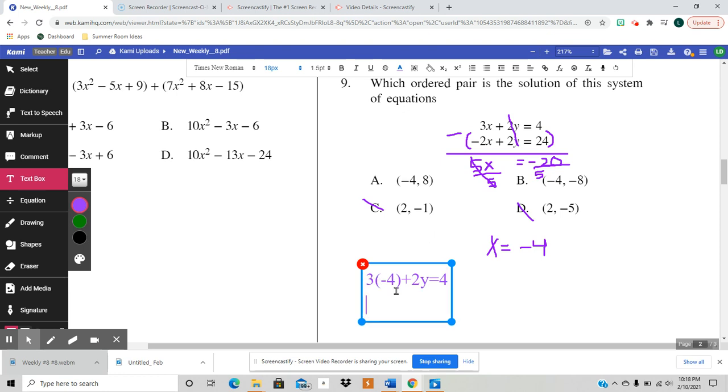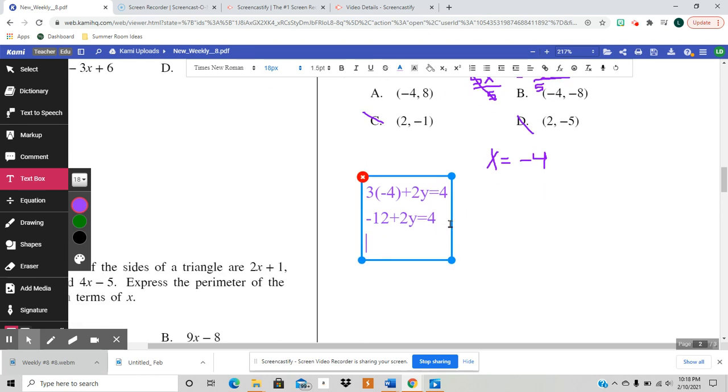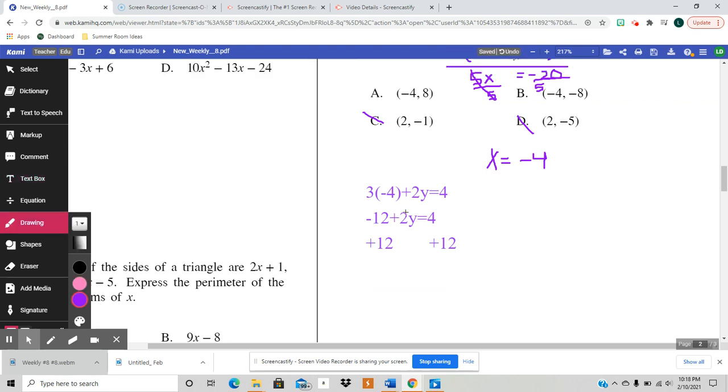Okay, and then 3 times negative 4 is negative 12. Oop, that doesn't say negative 12. No, negative 12 plus 2y equals 4. Okay, so now I want to solve for y. So I will add 12 to both sides. Okay, this 12 and this 12 cancel. We can cross those off.